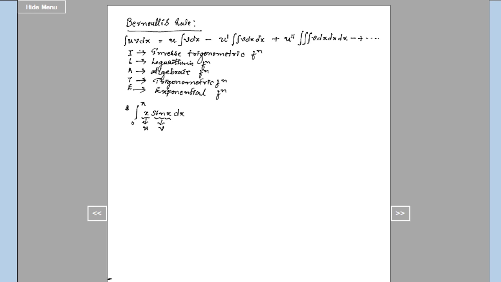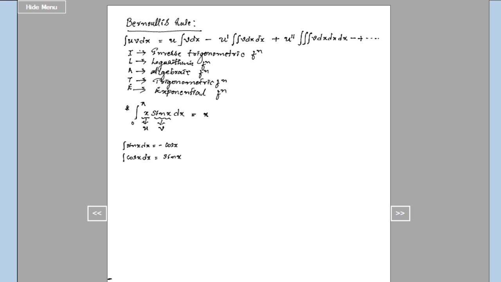Now let us apply Bernoulli's rule to this. First write down u. The term u is x here. And now you should know the minimum concept of integration. What is the integral of sin x? The integral of sin x is minus cos x. Similarly, we shall also know the integral of cos x. The integral of cos x is sin x. Knowing these two basic integrals, let us solve this.